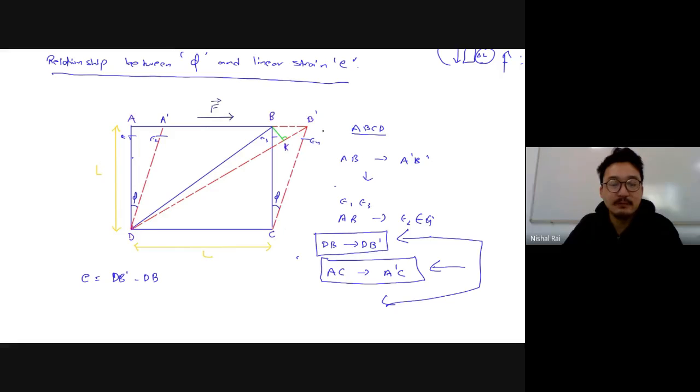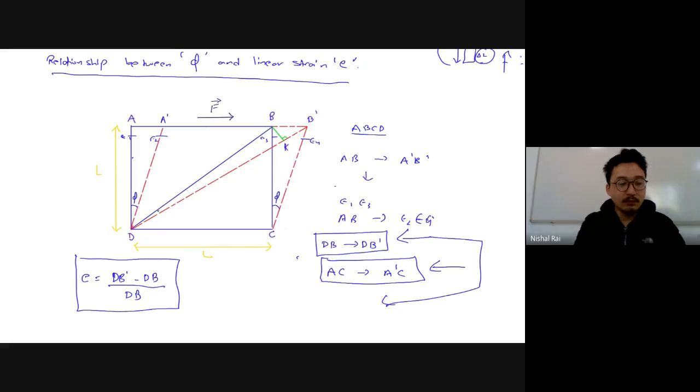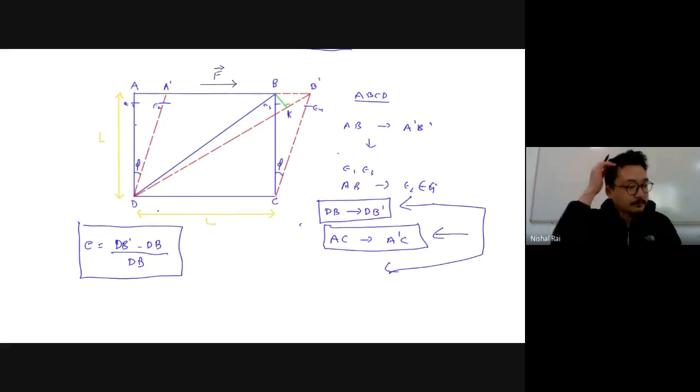Initially it was dB, now it has become dB prime, divided by the original length, which is basically dB. This is basically E. As you can see, initially this was this, now it's this. Now you have to find a relationship between this and this. So how to go about this? Now actually the deformation is of very small size. Clear? So few of the things we can take some of the assumptions.